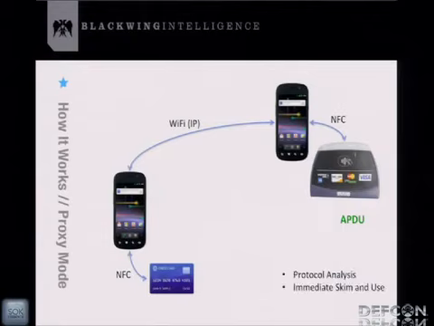So what proxying allows you to do is protocol analysis. Because we're sitting in between the transaction, we can record all of it and then go back after the fact and look at all the bytes that were sent between the reader and the card. This also facilitates immediate skim and use. If you set this up properly, you can put a phone next to someone's credit card, and then somewhere across the world, if the phones are communicating over IP, you can swipe the other phone across a reader and skim their credit card completely over IP in another part of the world.